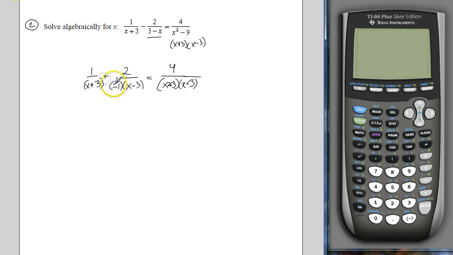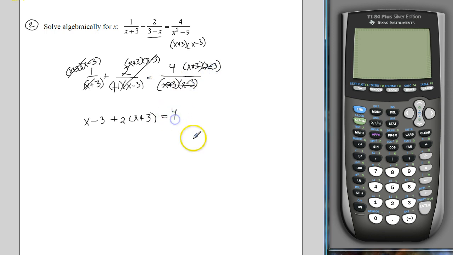So I put x plus 3, x minus 3 upstairs of everybody. And then we'll cancel out and see what's left. All right, so now the first one, x plus 3 cancels. So I get 1 times x minus 3, which is just x minus 3, plus, the x minus 3's cancel and the one thing cancels, so I get 2 parentheses x plus 3, equals, these both cancel, that's nice, and I get a 4.